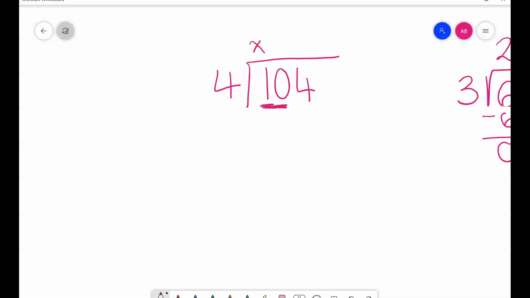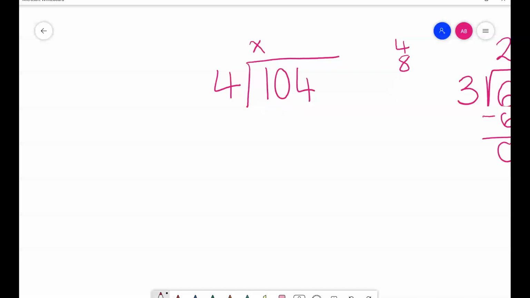So now I'm going to look at these two numbers together. That makes a 10 that I'm working with. So how many sets of 4 can I get in 10? So I can get a set of 4, then another set of 4 makes 8. If I go again, that makes 12, so that's too many. I don't have 12, I only have 10. So the closest that I can get is 8.